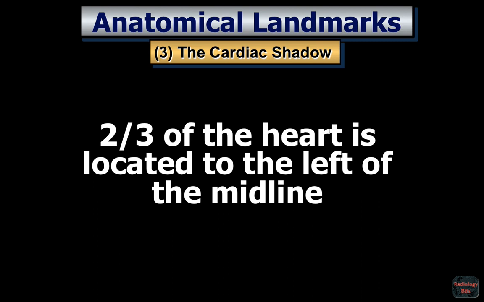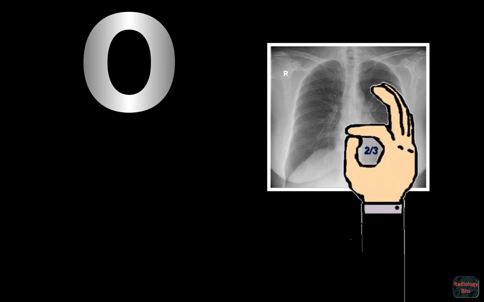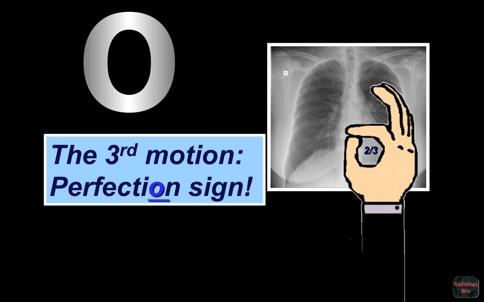It's easy. In a normal patient, 2/3 of the cardiac shadow should be located to the left of the midline. For us to remember that, we will use the third hand motion trick, which you could call the O sign or the perfection sign. You create a circle with your hand, and you place that circle on the left side of the heart. Only 2/3 of the cardiac shadow should fill that circle. If it's filled by more or less, and we'll see examples, that means that something's abnormal. So your third motion is called the perfection sign.